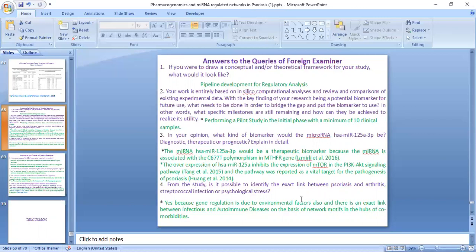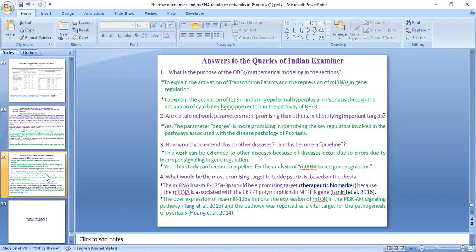And is it possible to identify the exact link between psoriasis, arthritis and Streptococcus pneumoniae? Yes. Because infectious and autoimmune diseases are based on specific network motifs only, and you do have comorbidities, so we can have a link.